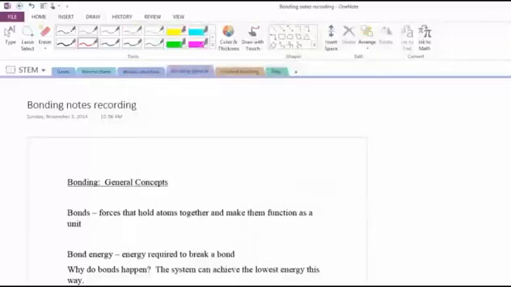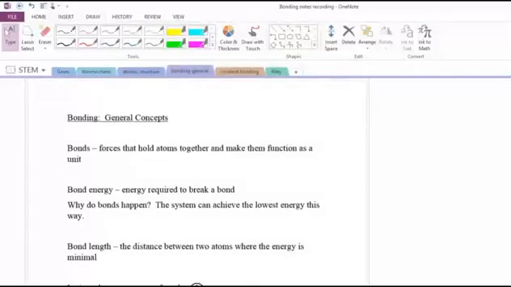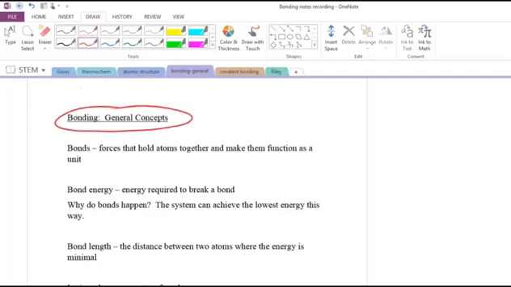Welcome to bonding. This is going to introduce the general concepts of bonding. So what is a bond? It's a force that holds atoms together.